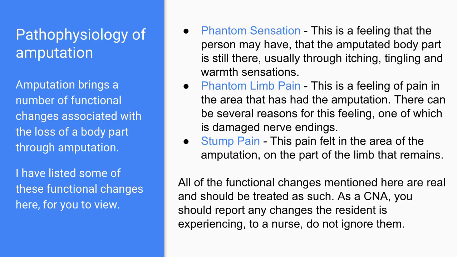Phantom limb pain. This is the feeling of pain in the area that has had the amputation. There can be several reasons for this feeling, one of which is damaged nerve endings. Stump pain. This is pain felt in the area of amputation, on the part of the limb that remains. All of the functional changes mentioned here are real and should be treated as such. As a CNA, you should report any changes the resident is experiencing to a nurse. Do not ignore them.